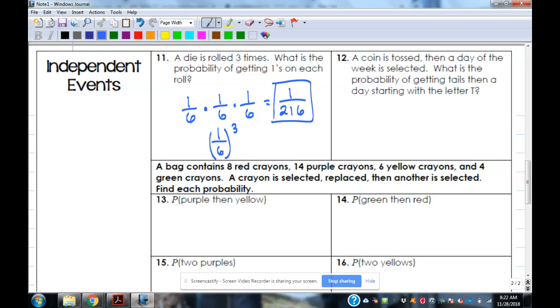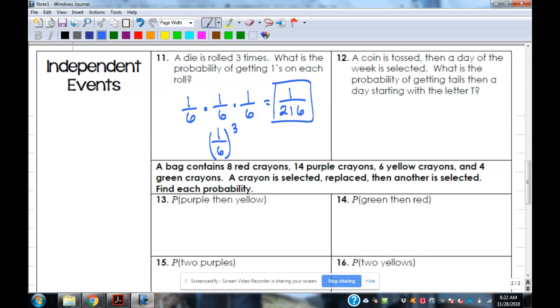All right. Number 12: a coin is tossed, then a day of the week is selected. What is the probability of getting tails, then a day starting with the letter T? Is that independent or dependent? Independent. Tossing the coin doesn't affect the days of the week, right? We're not taking anything away from that.